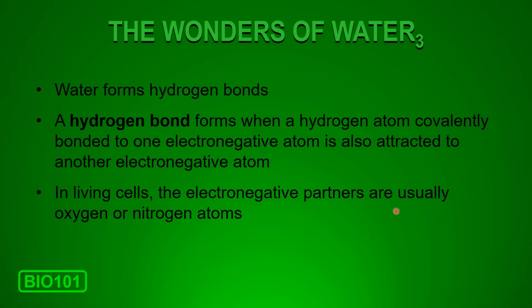Okay, so the wonders of water continue. Water forms hydrogen bonds, as we have seen. A hydrogen bond forms when a hydrogen atom covalently bonded to one electronegative atom like oxygen is also attracted to another electronegative atom. And you'll remember the little illustration that I showed you before, where you have one water molecule attracted to another water molecule by way of the hydrogen bonding between the oxygen of one and the hydrogen of the other. So in living cells, the electronegative partners are usually oxygen or nitrogen.